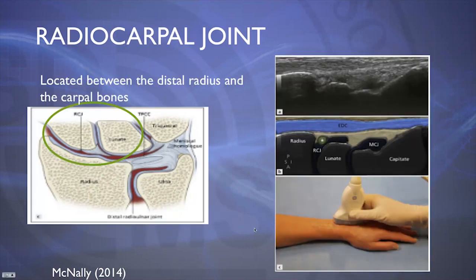The radiocarpal joint is located between the distal radius and the carpal bones. So in this image here, the sonographer has the probe positioned in the longitudinal aspect with the notch facing more proximal. And so we can see the radius, the lunate, and the capitate bones right here. So the radiocarpal is only between the distal radius and the carpal bones, so that would be indicative of this area here.